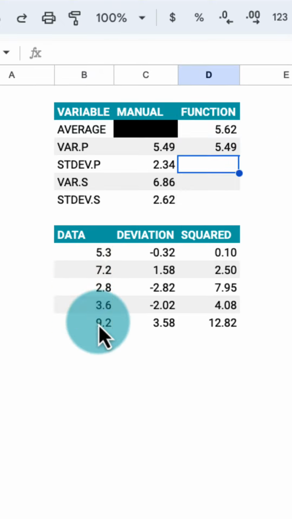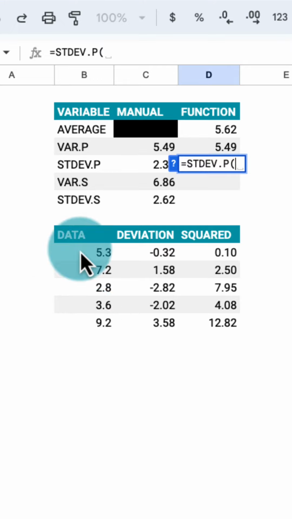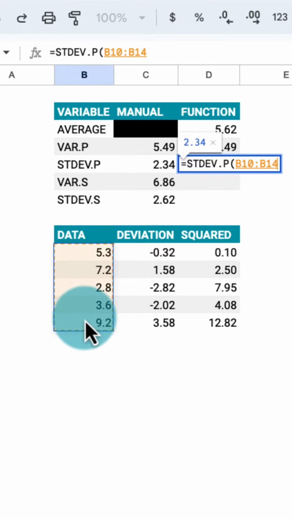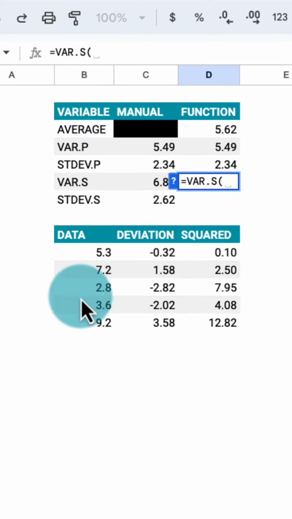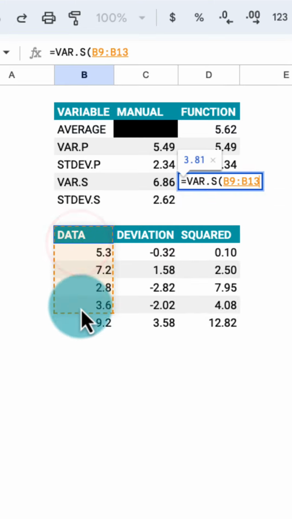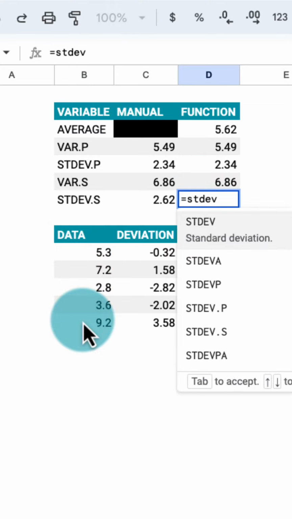Similarly, we can use the function VAR.P to calculate the variance of the population, and we put the whole data set inside of it. For the standard deviation of the population, we use STDEV.P, and we repeat the same process. And then we have the variance of the sample with VAR.S, and the standard deviation of the sample, which includes STDEV.S.